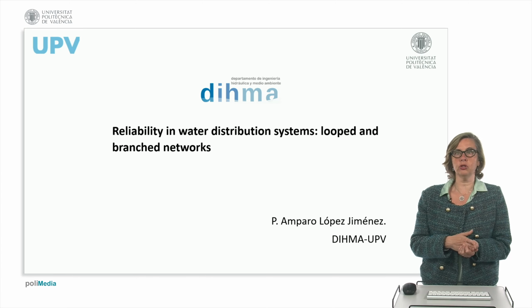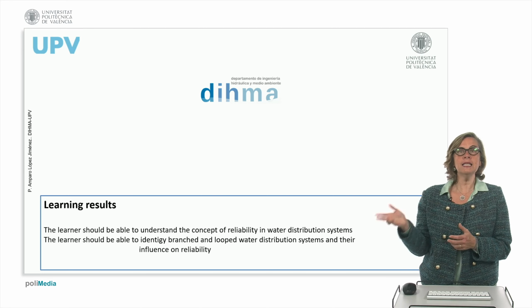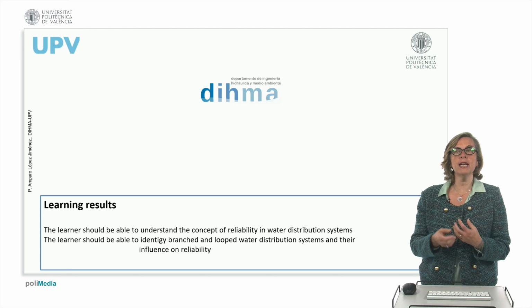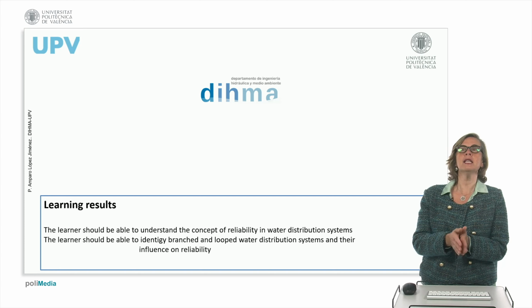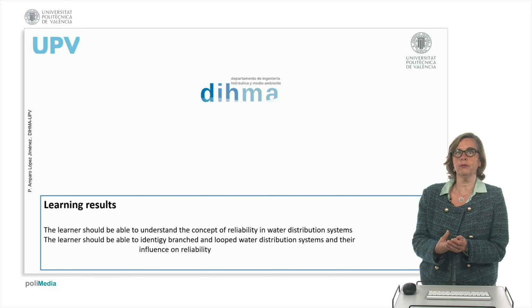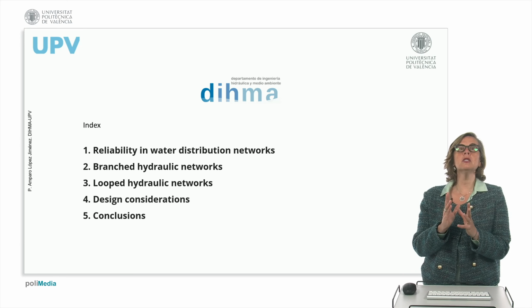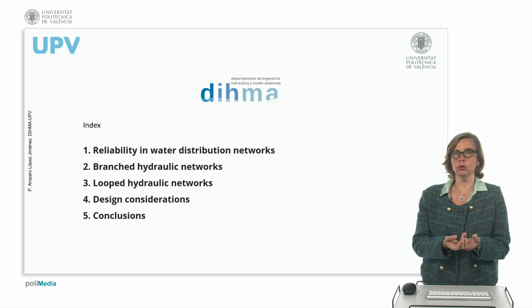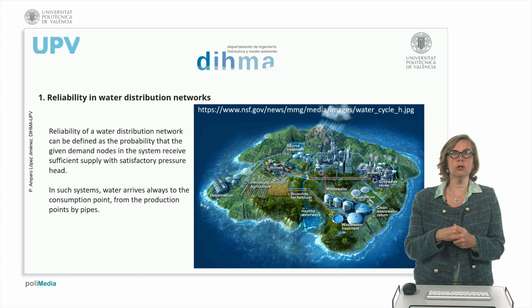In this object, we will be speaking about reliability in water distribution systems, distinguishing between looped and branch networks of water distribution. When we finish this object, we will be able to understand the concept of reliability in water distribution systems, and to learn and identify the different looped and branch water distribution system networks and their influence on reliability in general. So we will be speaking about reliability, branch hydraulic networks, looped hydraulic networks, some design considerations, and finally conclude. So, what is reliability in water distribution networks?